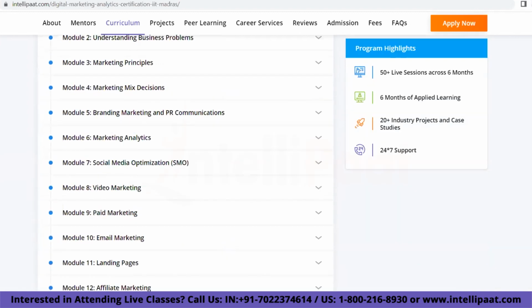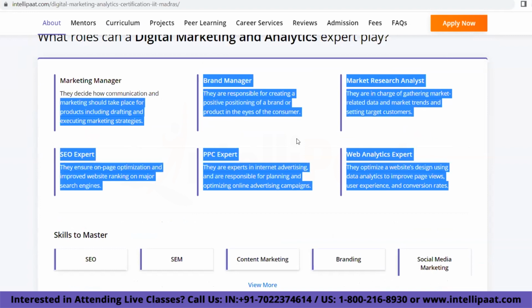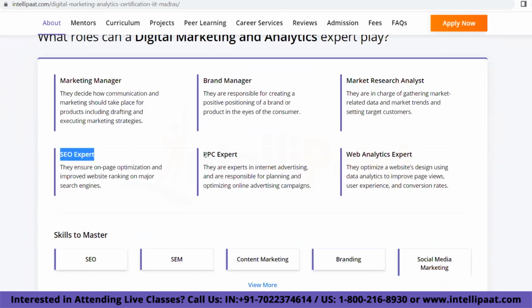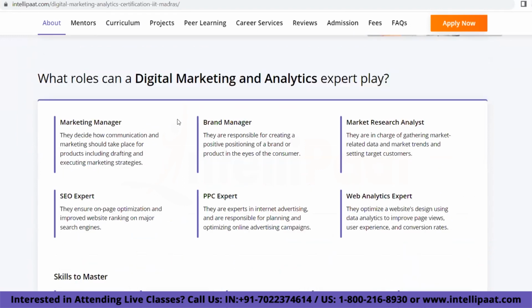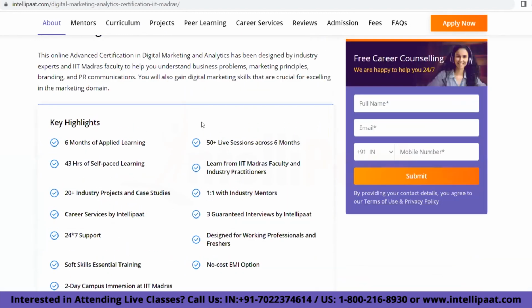So if you see this entire combination of a total of 14 modules, it is the perfect combination for a person who is aspiring to become a digital marketing expert, marketing manager, brand manager, market research analyst, web analytics expert, SEO expert, or PPC expert. There are various options and wide avenues which will open for you. So after learning this course, now let's talk about how the course will be conducted for you.